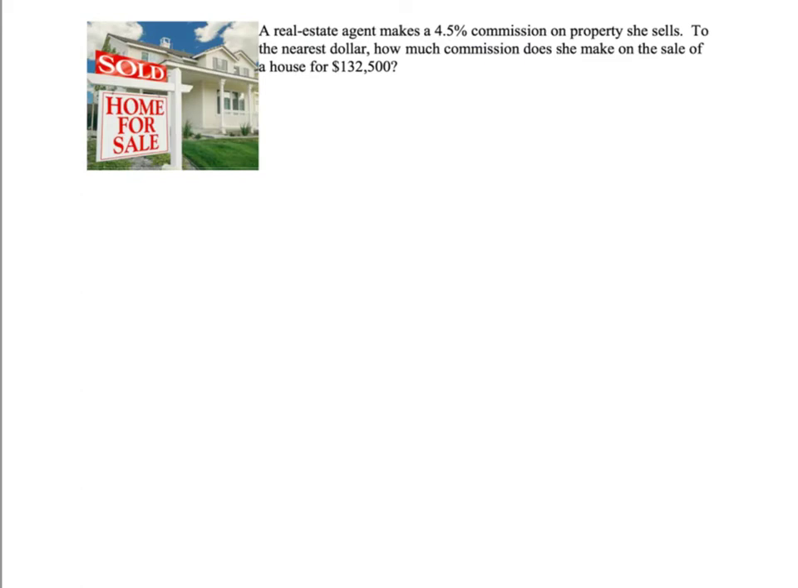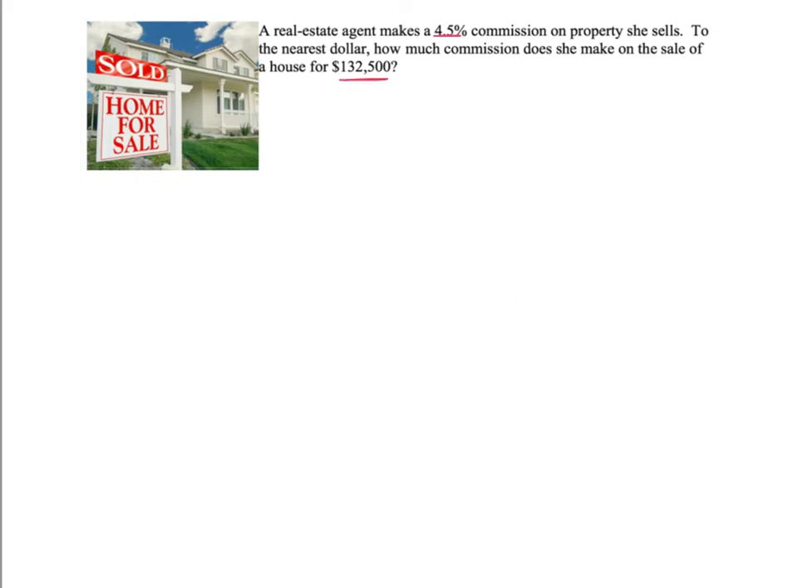Now let's work a word problem. Here I have a real estate agent. She makes a 4.5% commission on property she sells. To the nearest dollar, how much commission does she make on the sale of a house for $132,500? A commission is the amount you make on how much you sell. In this case, it's 4.5%. So 4.5% of $132,500 is what she would make as a commission.